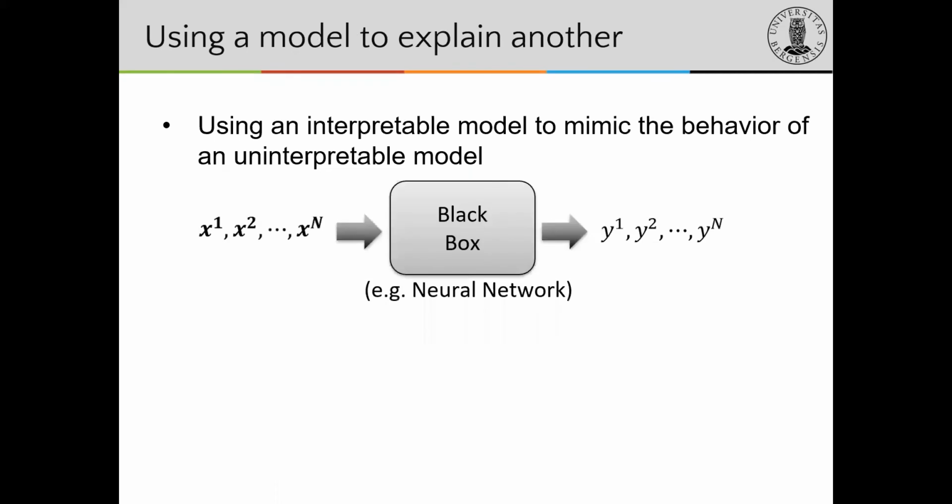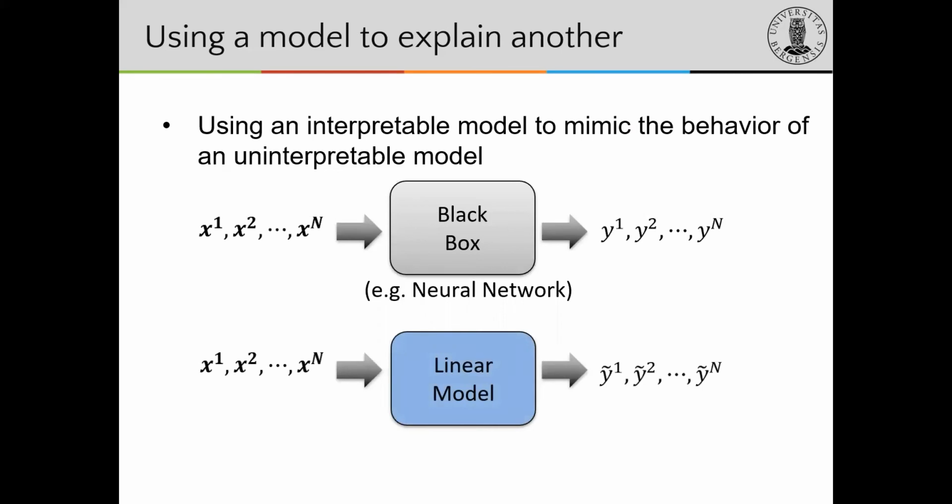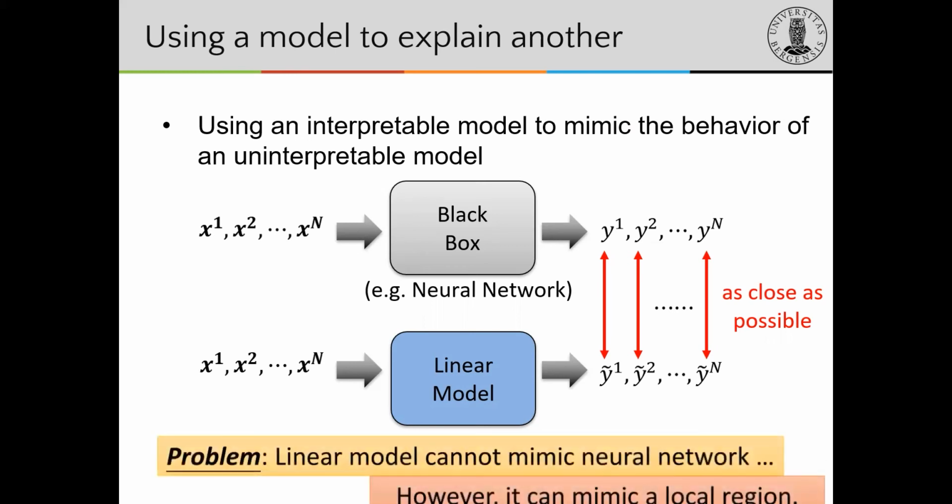For example, we have a black box, which can be a neural network. We have input and output. This is difficult to interpret, right? Then we also have a simple model, which is a linear model. We have the same input as the black box, but we have different output. But we try to make these two outputs as close as possible. If they are as close as possible, then we can just look at the linear model to understand the black box, right? But the reality is, as the linear model is not powerful enough, this can't be as close as possible. But the idea is nice.